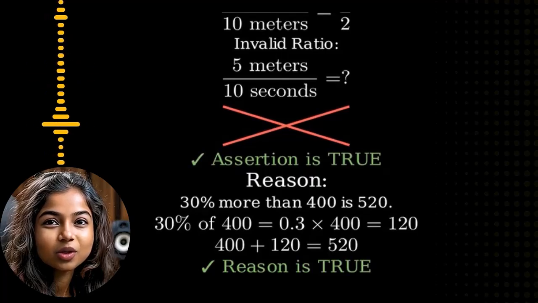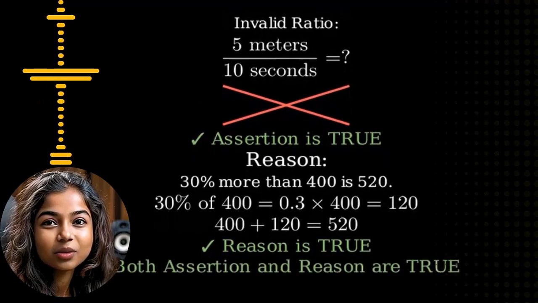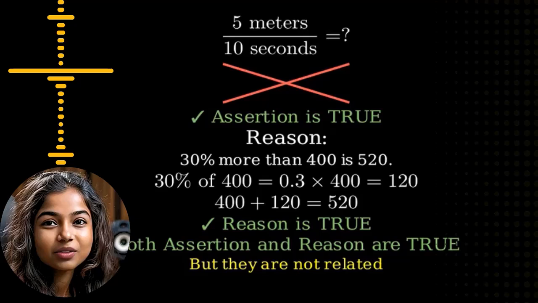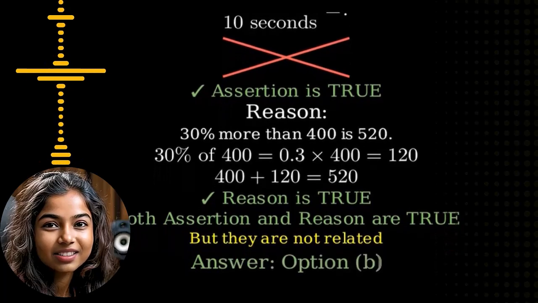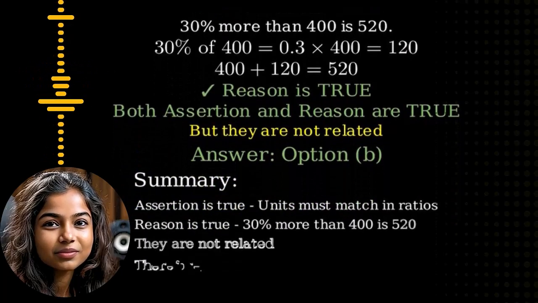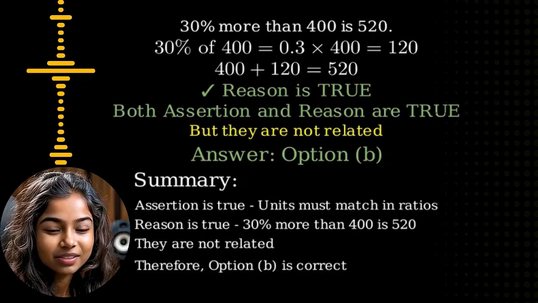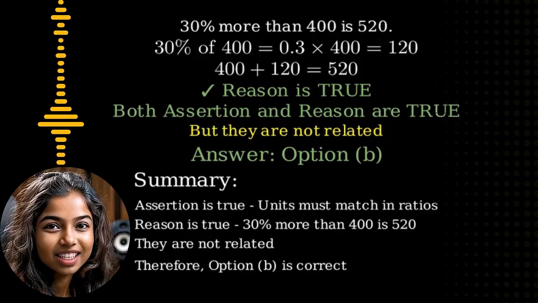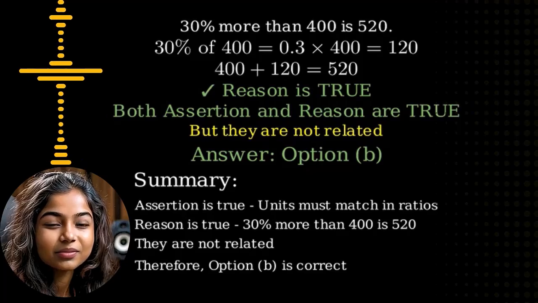Now, let's evaluate the relationship between the assertion and reason. Both the assertion and reason are true. However, the reason about calculating 30% more than 400 does not explain why quantities in a ratio must have the same unit. Therefore, option B is correct. Both assertion and reason are true, but the reason is not the correct explanation of the assertion. To summarize, the assertion about units in ratios is true as a fundamental mathematical principle. The reason about percentage calculation is also true, but is an unrelated mathematical fact. Therefore, option B is the correct answer.